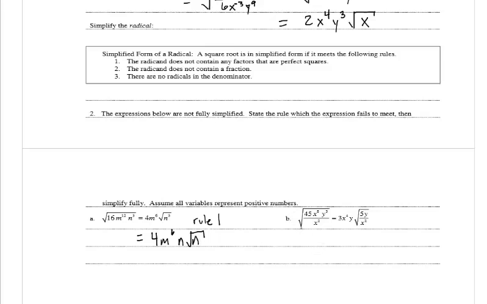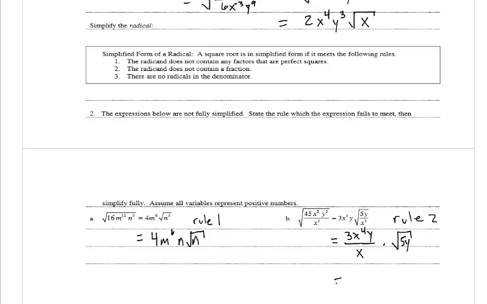In B, we have the square root of 45 x to the 8th y cubed, all divided by x squared, is equal to 3x to the 4th y times the square root of 5y divided by x squared. And this fails to meet rule 2. We still have a fraction in our radicand. So we can say that this is equal to 3x to the 4th y. Now, the square root of x squared is x, so we have divided by x times the square root of 5y.